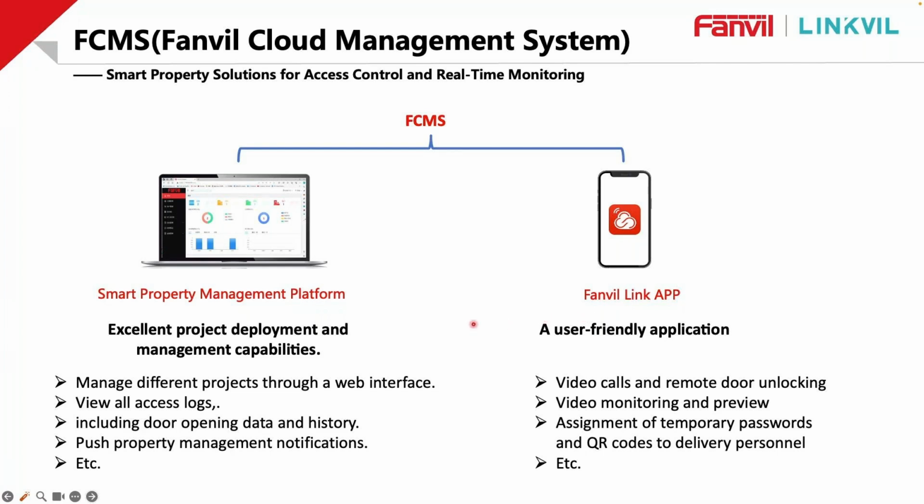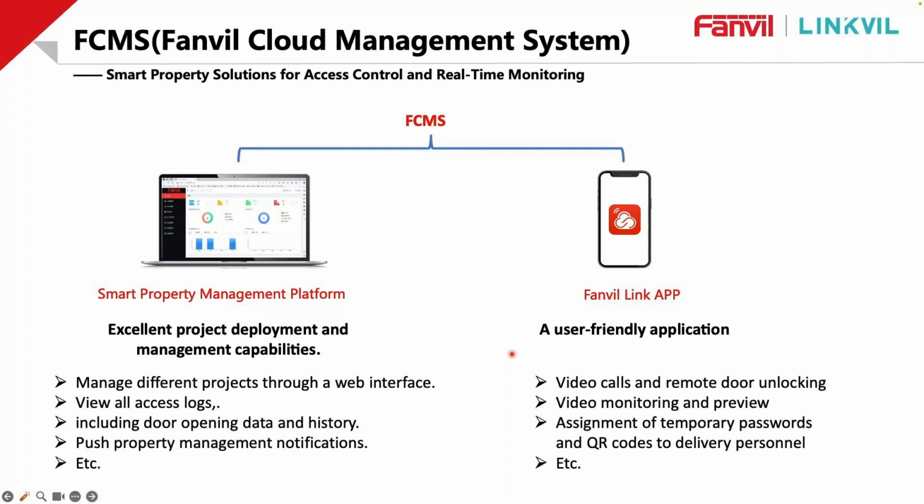The specific actions that can be made from the platform are mainly to manage different projects through the web interface and view all access logs, including door opening data and history. Usually the installer or the property manager has control of that. They can also push property management notifications to the residents, and other actions that we'll see in the next slides. The main actions for the Fanvil Link app are video calls and remote door unlocking.